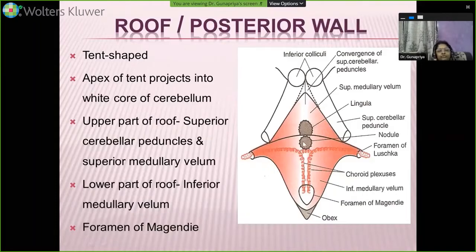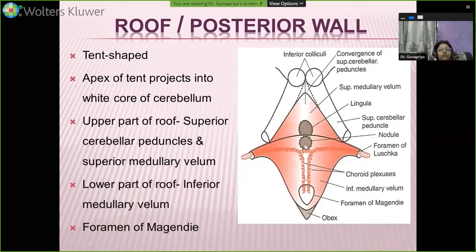The upper part of the roof is formed by the superior cerebellar peduncles and the superior medullary velum. This entire pink colored area is your roof. This is going to form the roof or posterior wall. Its middle part, the apex of the tent, is projecting into the white core of the cerebellum.